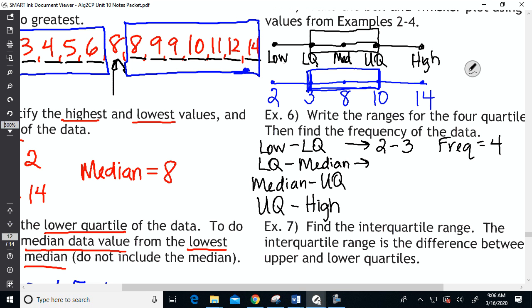Lower quartile to median, so that's 3 all the way to 8. So you don't use the 3s again, you already counted them. 4, 5, 6, 8, and 8, so that's 5. So your frequency is 5.